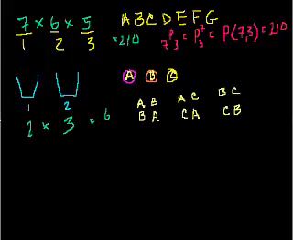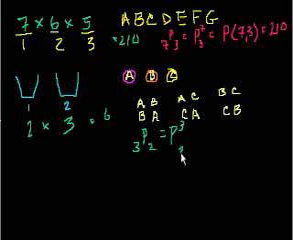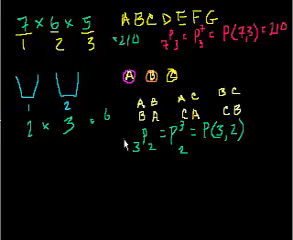Well, I'll do it in green because we had three things and we put it into two spaces. So three things into two spaces, and that's the same thing as three things into two spaces, which is equal to three things into two spaces. I'm just showing you the different notations, and we figured out that that was 6.